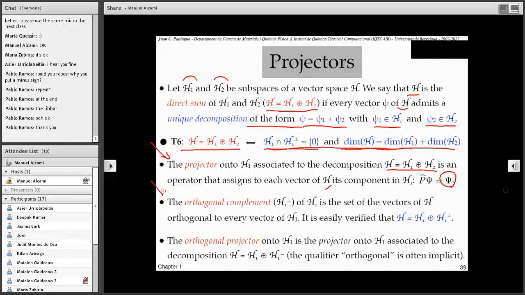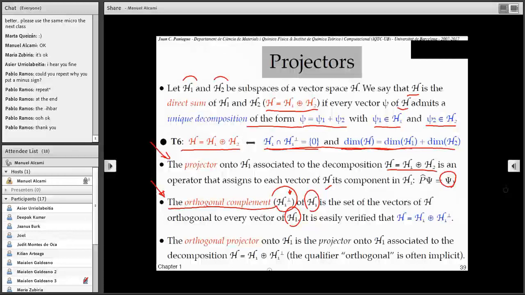In particular, we often choose the two subspaces orthogonal. That means that all the vectors of one of them are orthogonal to all the vectors of the other one. For instance, the horizontal plane and the vertical axis in the physical space. Then, the orthogonal complement, designated with this symbol, of some subspace is the set of all vectors of H orthogonal to every vector of the subspace.